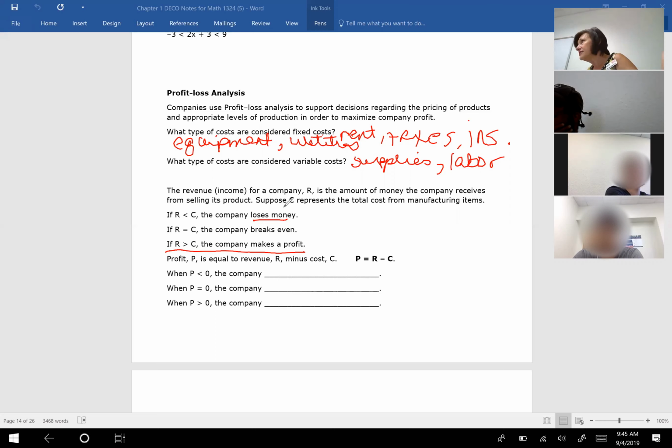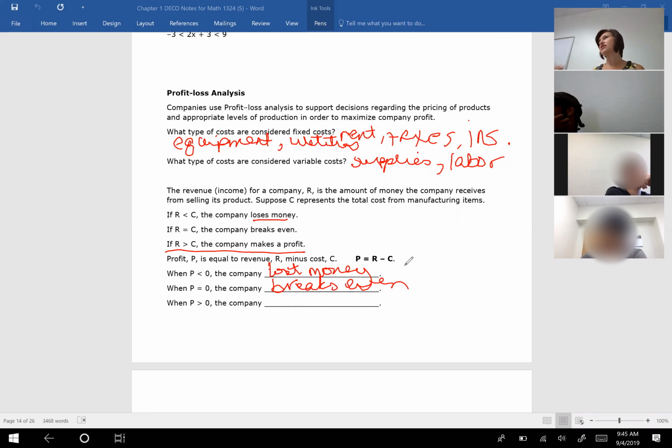And if you bring in exactly the same amount of money as what it costs to produce that, that's called your break-even point. So to find your profit, all you have to do is revenue minus cost. If your profit is less than zero, if you're in the red, it's negative, what did your company do? Did it make money or lose money? The company lost money. What about if the profit is 0? Then you break even. The company breaks even.